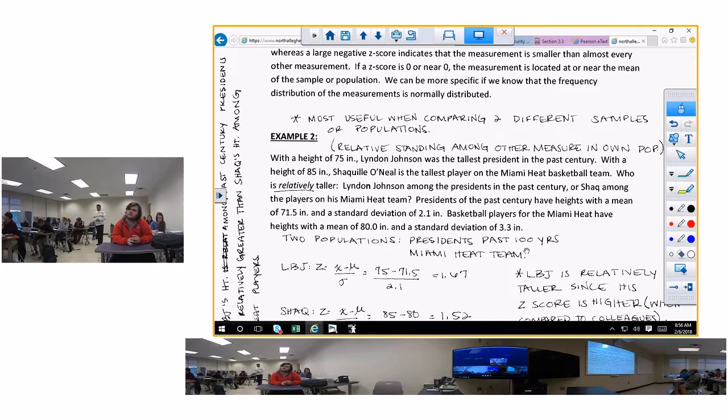But I think the formula is the given value, which in this case, you have to figure out 2 z-scores. One for LBJ and one for Shaq. So go ahead and do that. The z-score for LBJ would be 75 minus 71.5 divided by 2.1. And then do the same thing for Shaq.